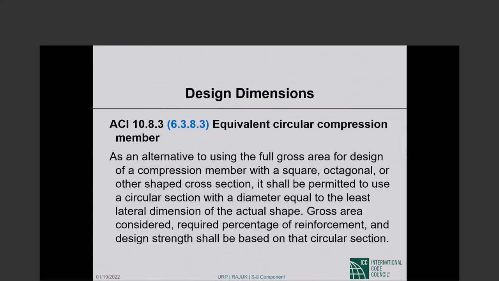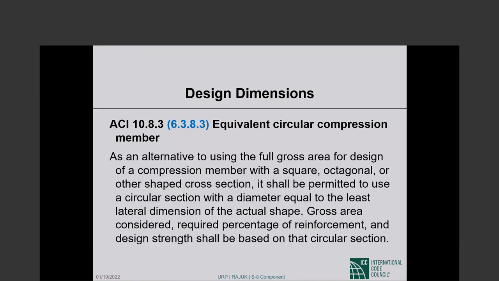Next item says something that I definitely have never done. I don't think I have seen people do this, but anyhow, as an alternative to using the full gross area for design of a compression member with a square, octagonal, or other shaped cross-section, it shall be permitted to use a circular section with a diameter equal to the least lateral dimension of the actual shape.